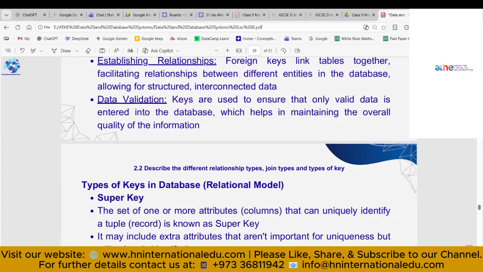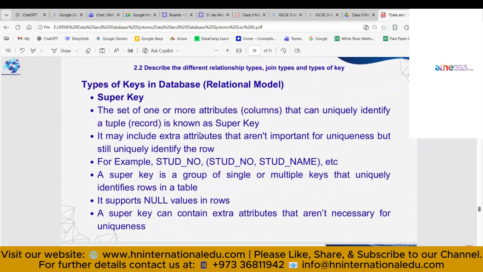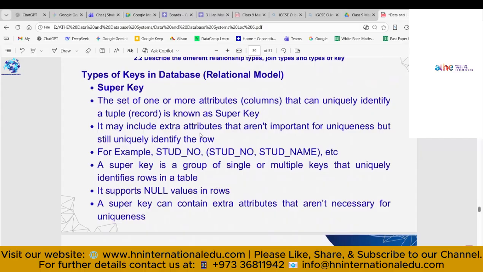Only valid data, unique data, and data that is not duplicate, which helps in maintaining the overall quality of the information. So next is the types of keys basically in the relational model. So first one is the super key.